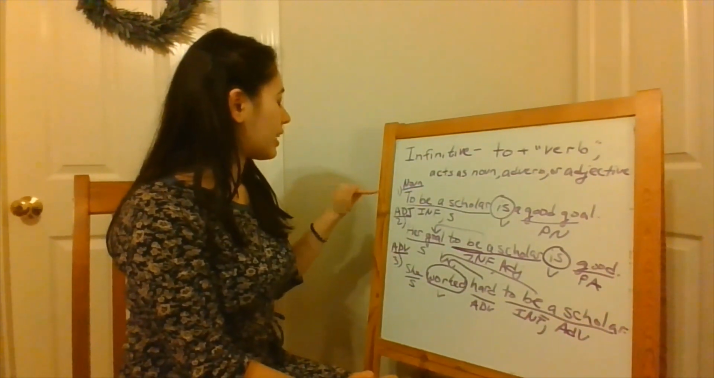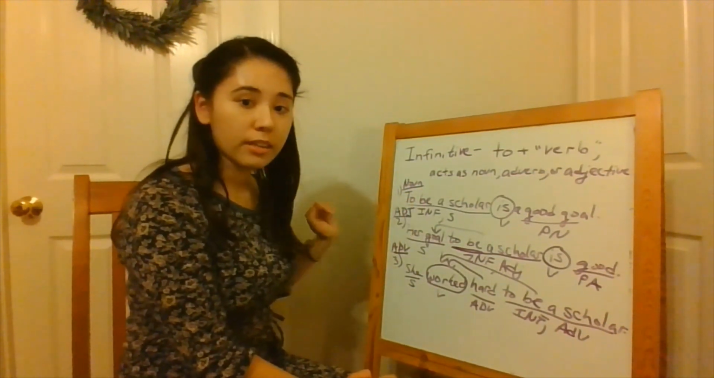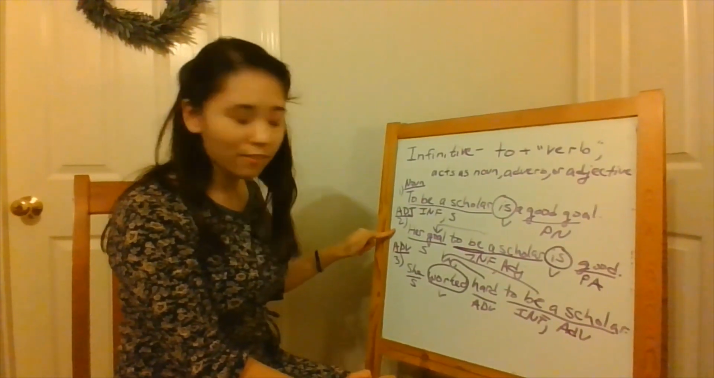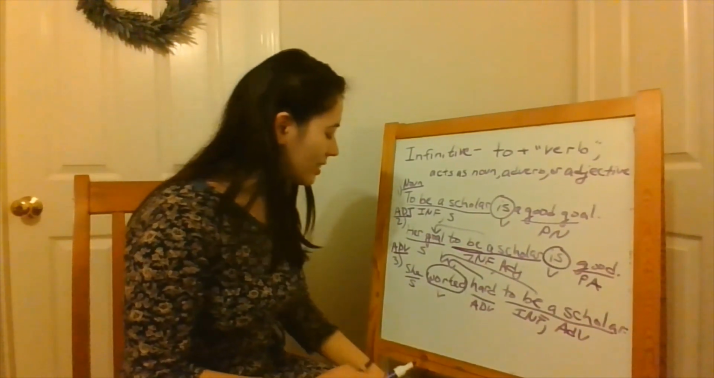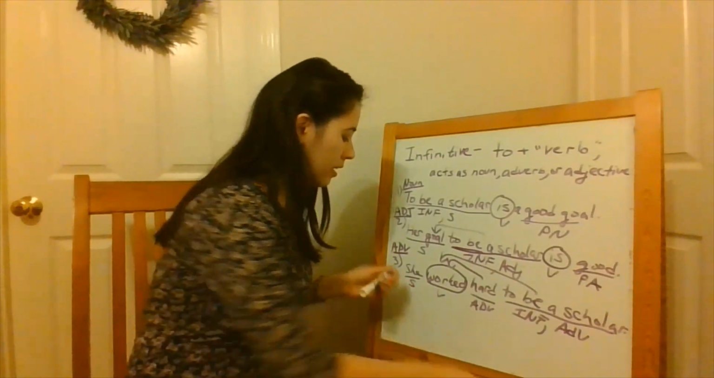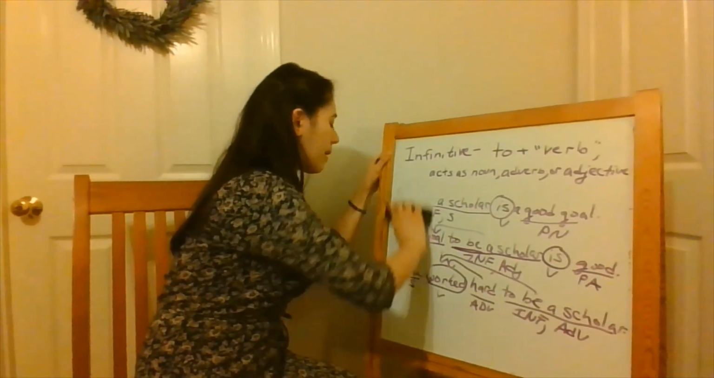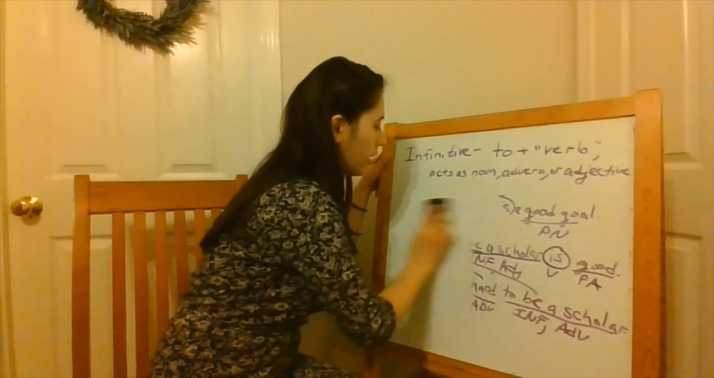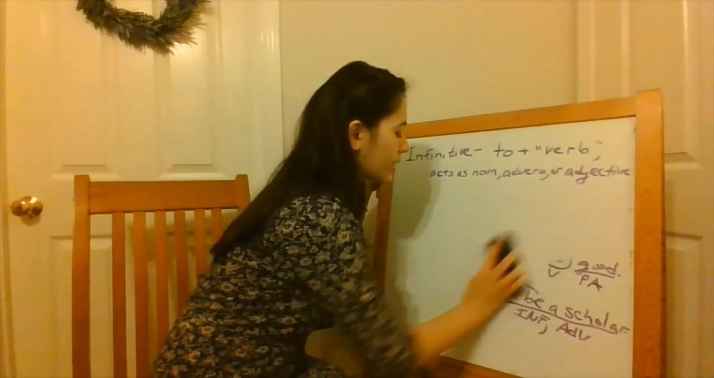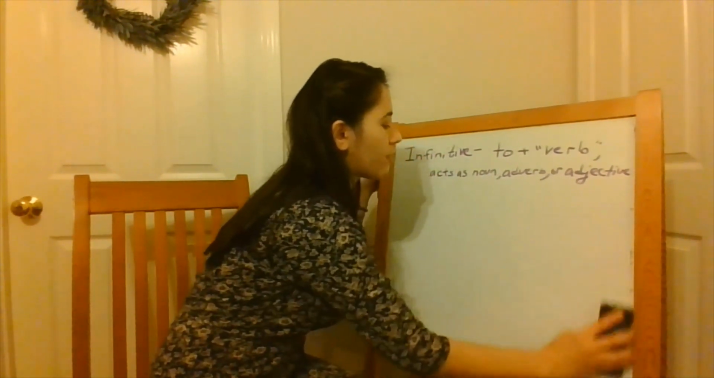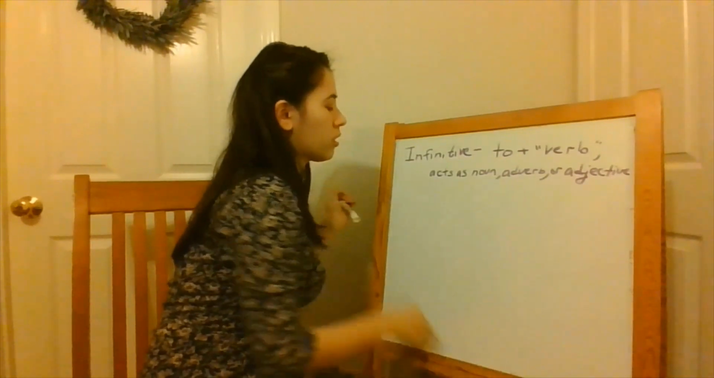So we see how infinitives can be easy to recognize because it's to plus a verb, and then we can have it act as a noun, we can have it act as an adjective, and we can have it act as an adverb. Now, one thing about an infinitive, though, is that they can look like something else, which is the fact that the word to is also a preposition word.